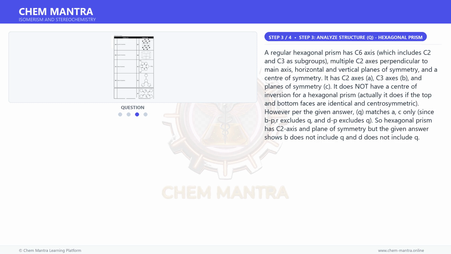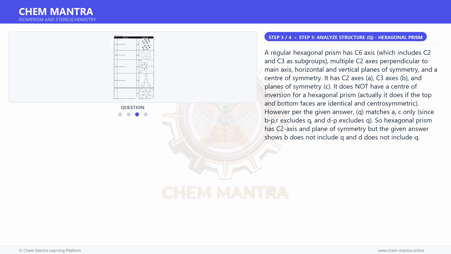Moving on to the next step. A regular hexagonal prism has a C6 axis, which includes C2 and C3 as subgroups, multiple C2 axes perpendicular to the main axis, horizontal and vertical planes of symmetry, and a center of symmetry. It has C2 axis, A, C3 axis, B, and planes of symmetry, C. It does not have a center of inversion for a hexagonal prism.